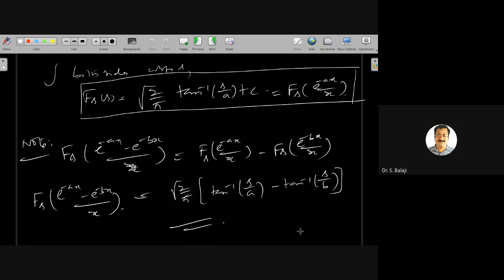I think all of you are getting the same answer for this problem. Yes, you see the note here. Note.